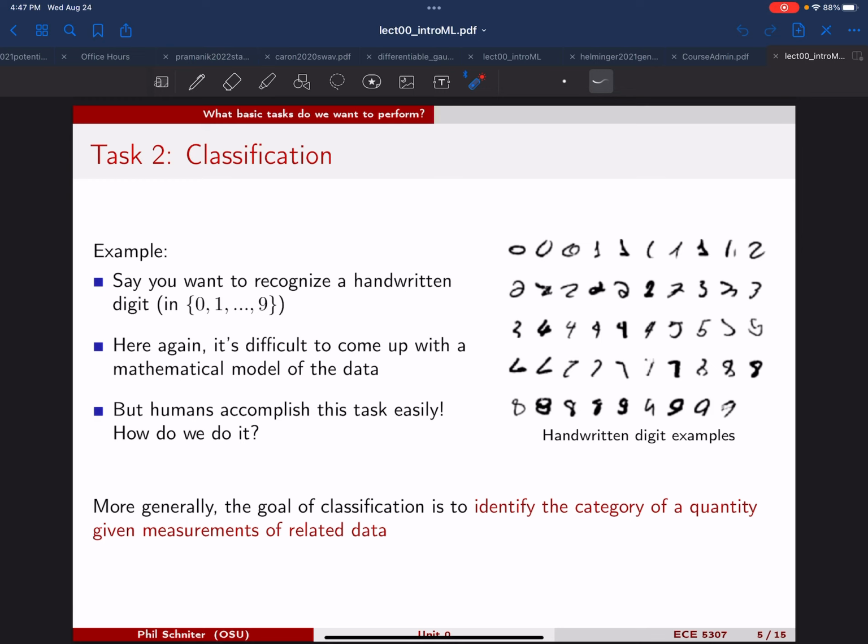Okay, any questions? All right, so this is actually a very, very popular toy data set, MNIST, that we'll see and we'll use later in the course several times.